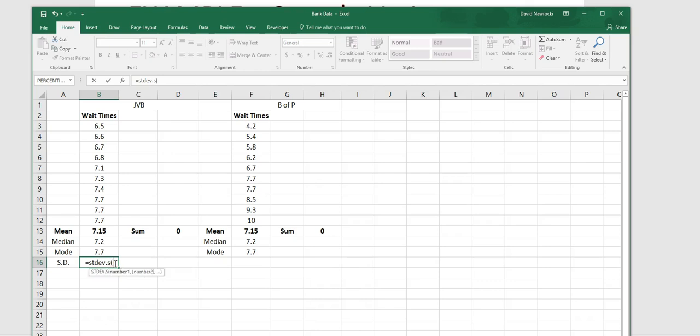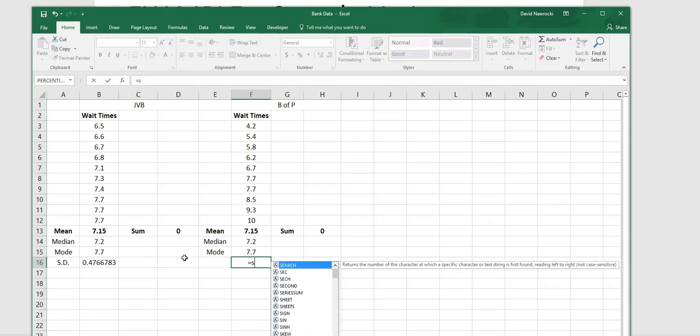So we can type in STDEV.S, parenthesis. Now it's asking us for our data, so we can simply highlight this data like that. Notice how it puts B3 colon B12 in there, hit parenthesis, and there is our standard deviation, our sample standard deviation for the Jefferson Valley Bank data. Let's do the same thing over here for the Bank of Providence. So we could copy this over, put it right there, but let's do it by hand.